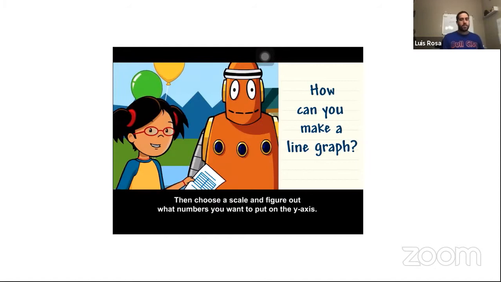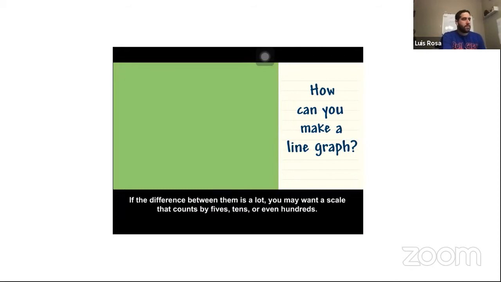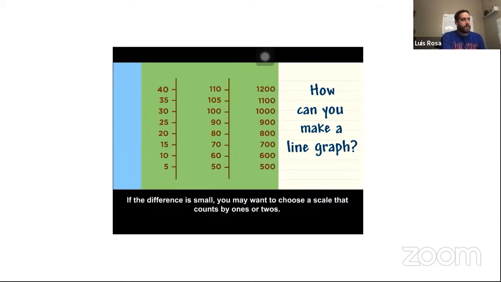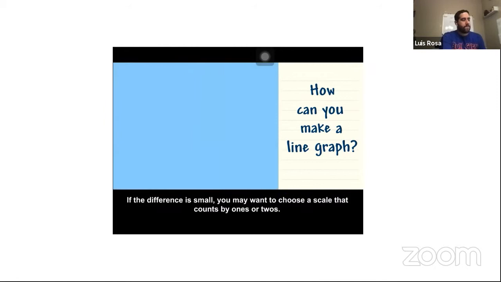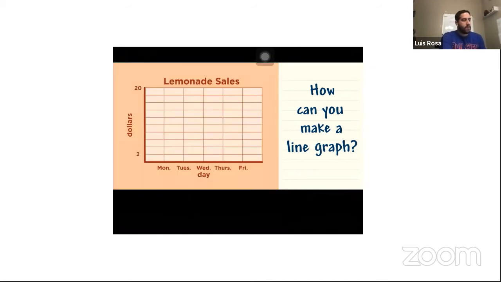Then choose a scale and figure out what numbers you want to put on the y-axis. Think about the smallest number and the highest number you will need to show. If the difference between them is a lot, you may want a scale that counts by fives, tens, or even hundreds. If the difference is small, you may want to choose a scale that counts by ones or twos. You need to show $2 and $20 on the same graph. You should probably use a scale that goes up by twos.